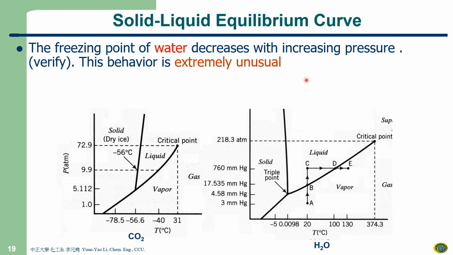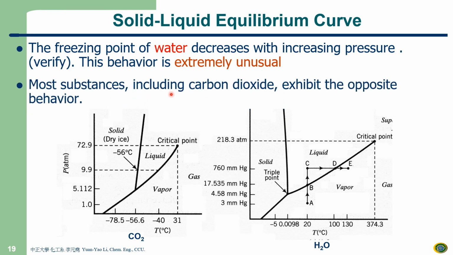Which is extremely unusual. Most of the phase diagrams for pure substances look like this. If you increase the temperature, you increase the pressure in the solid liquid equilibrium curve. However, water is an extremely unusual case. Because of what? Because of the hydrogen bond, right? Okay, most substances, including carbon dioxide, exhibit the opposite behavior. This is another behavior, which is normal. Okay?